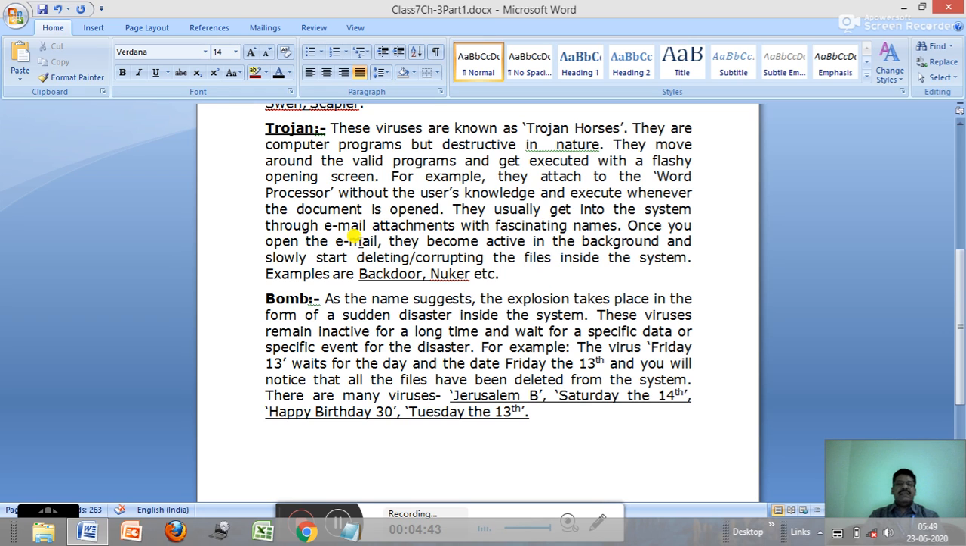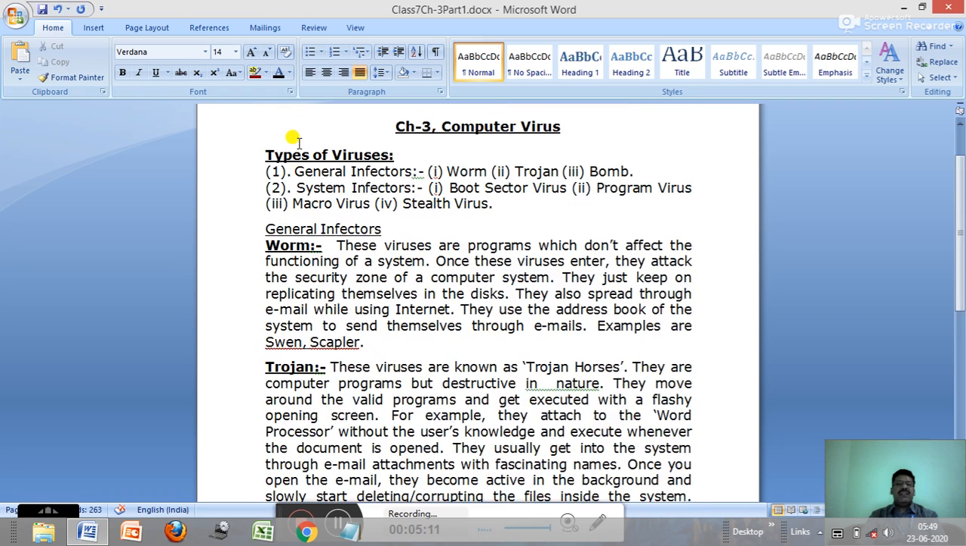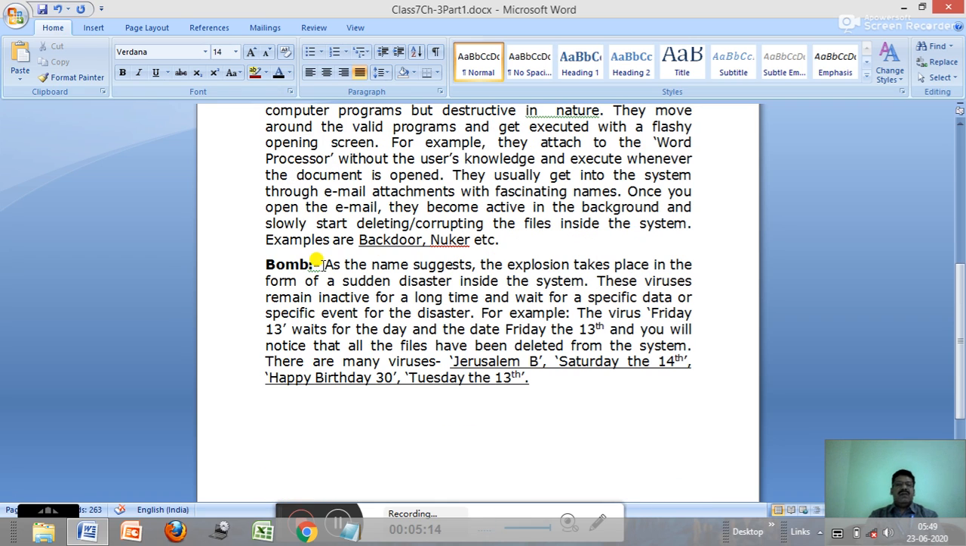Once you open the email, they become active in the background and slowly start deleting or corrupting the files inside the system. So whenever you open that email and the attachments, this program becomes very active in the computer and starts deleting or corrupting the files in our computer. Examples of Trojan horses are Backdoor and Nuker. These are the examples of Trojan horses. The last and third general infector is bomb virus. Now what is bomb virus?